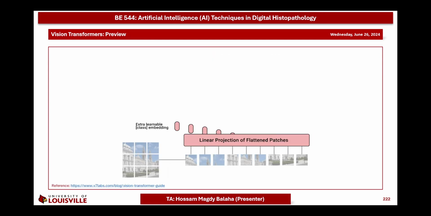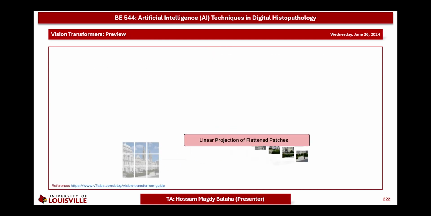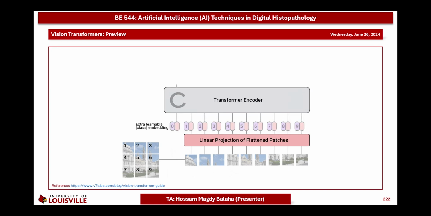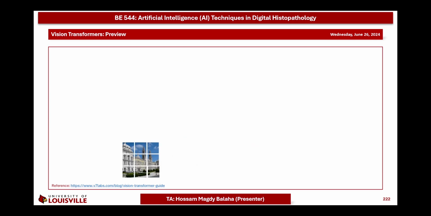Again, visually, the image is divided into patches and then flattened, the class token is prepended, and then the embeddings are subjected to a set of encoders, then to the multi-head, and then to the class output.